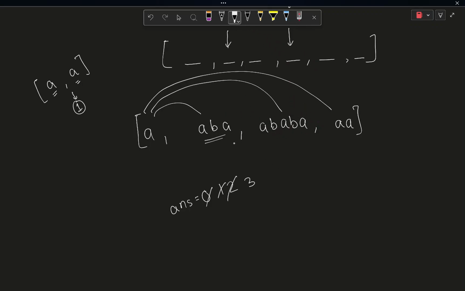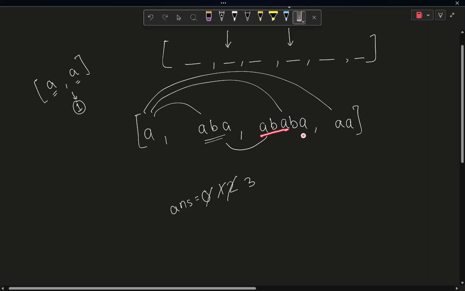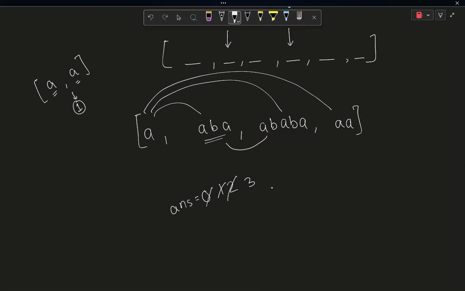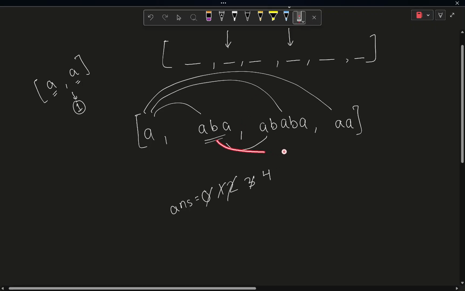So yes, it can form a pair with this because ABA is coming as a prefix and ABA is coming as a suffix as well. So the answer becomes 4. Can these two form a pair? Can these two form a pair?